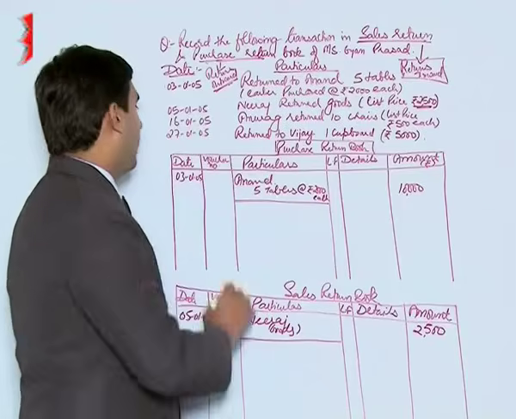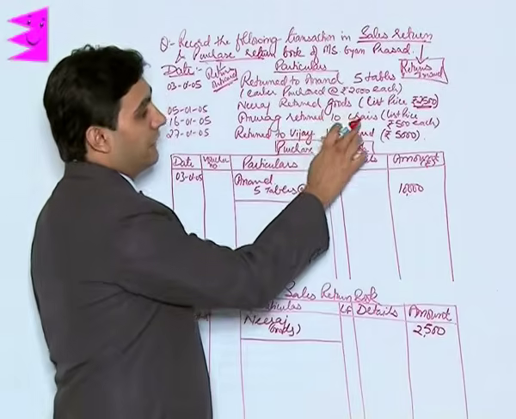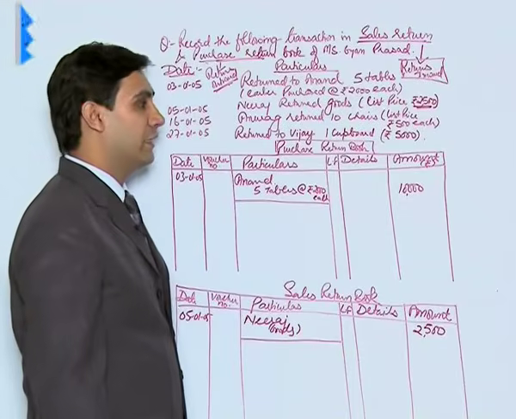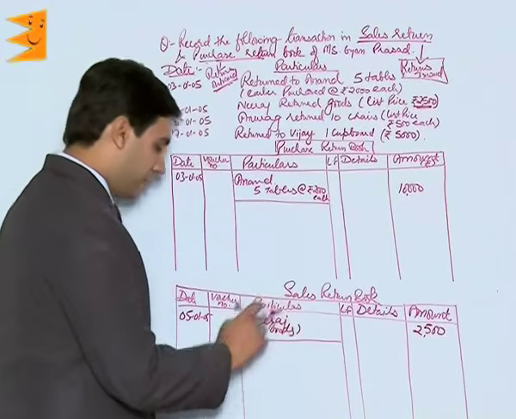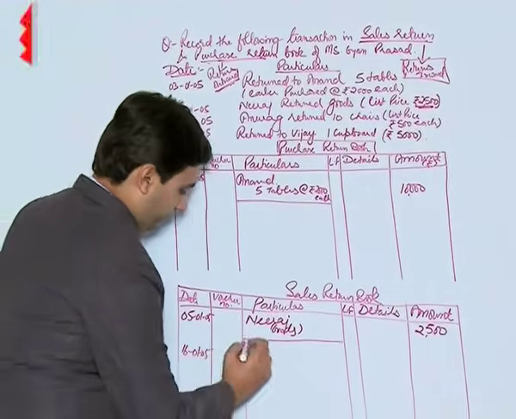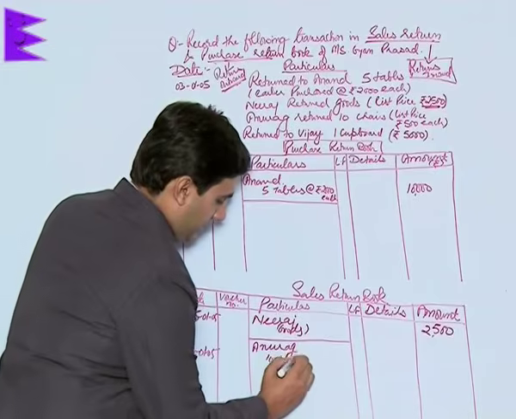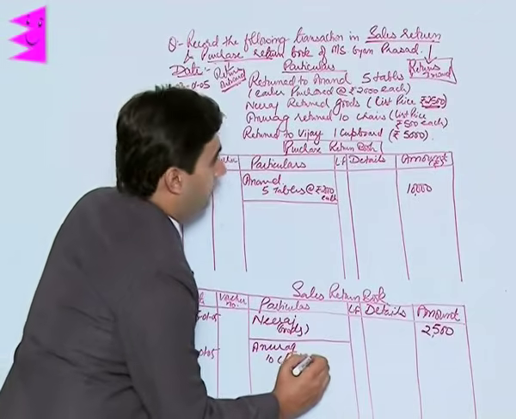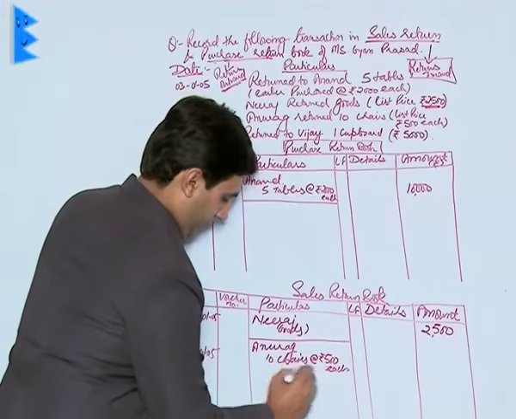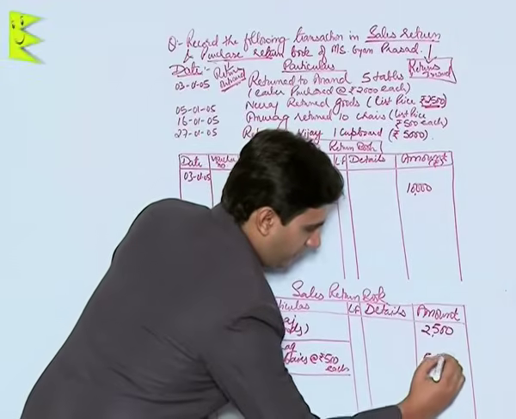Now, coming to entry on 16th of January. Anurag returned 10 chairs. That means we had sold certain chairs to Anurag earlier and he is now returning those chairs to us. So since he is returning it to us, it is sales return. On 16th of January 2005, we'll write Anurag, 10 chairs at the rate of rupees 500 each. So the total amount for 10 chairs comes to rupees 5,000.